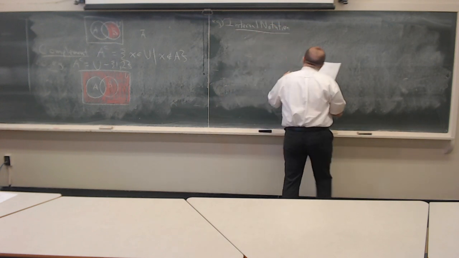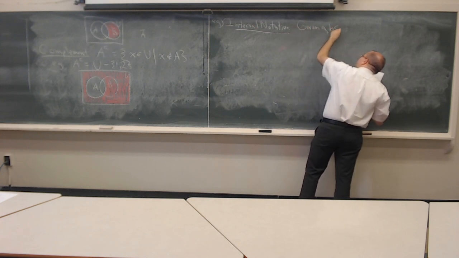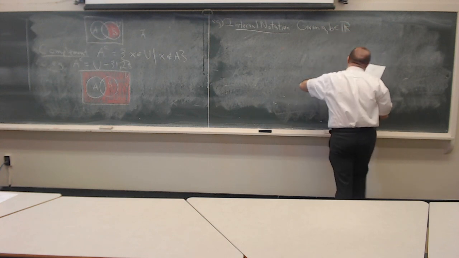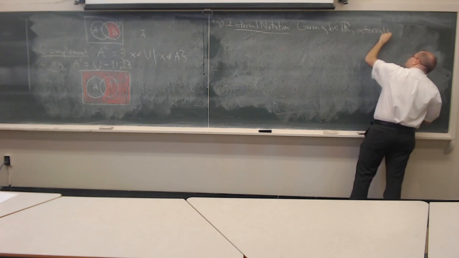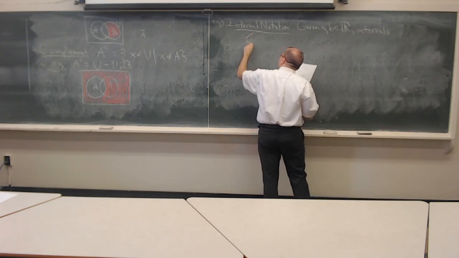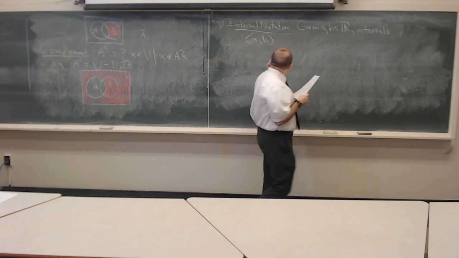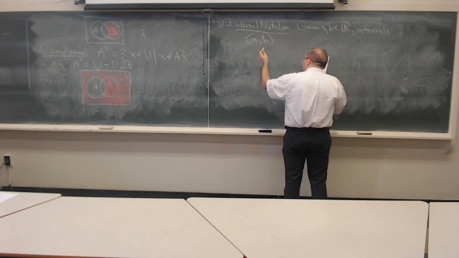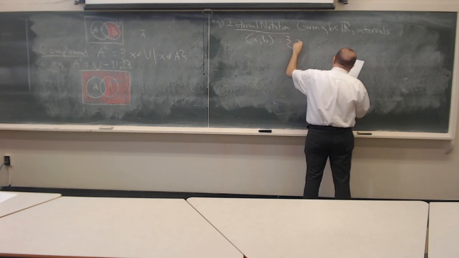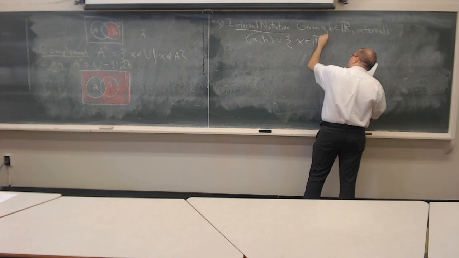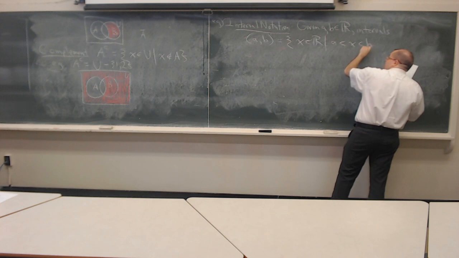Okay. Here's another example. I'm going to give you a definition of interval notation. Okay. So imagine I give you two real numbers. Given a and b in the set of all real numbers, intervals, I'm going to denote them using interval notation. So I have a comma b with rounded parentheses is going to be the set where x is a real number such that a is less than x is less than b.